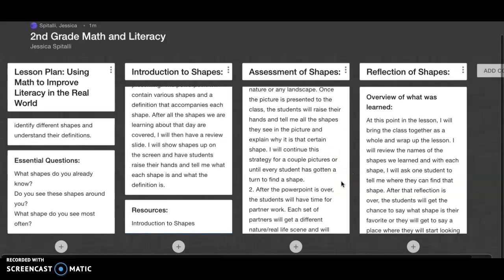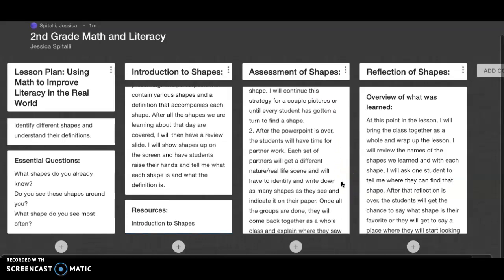And then another strategy I had was after the PowerPoint is over, the students will have time for partner work. So this is where more of the independent practice comes into play. So the class will be broken up into a set of partners, and each set of partners will get a different nature or real life scene, and will have to identify and write down as many shapes as they see and indicate it on their paper.